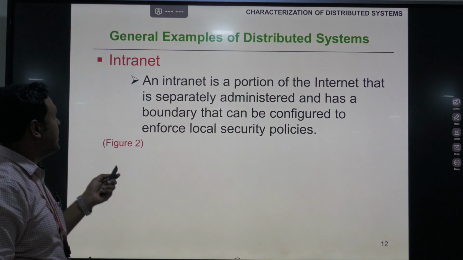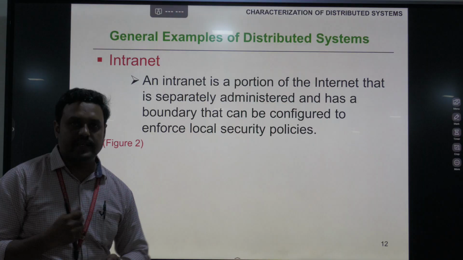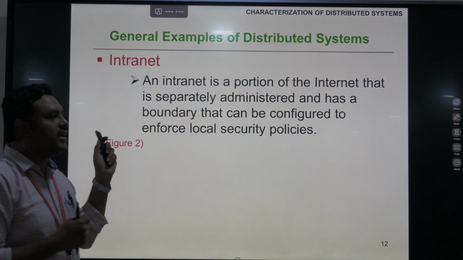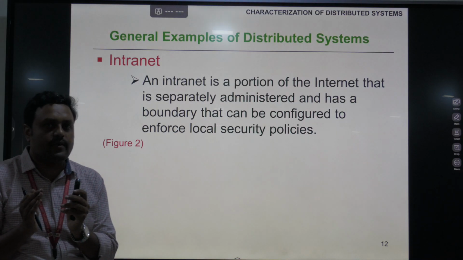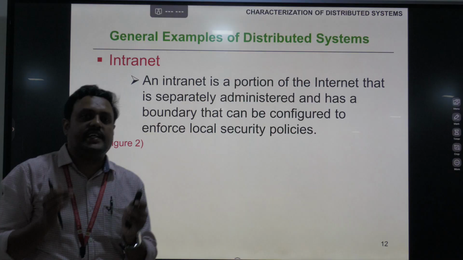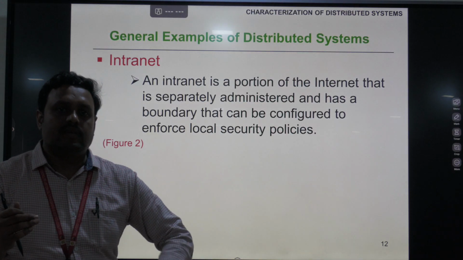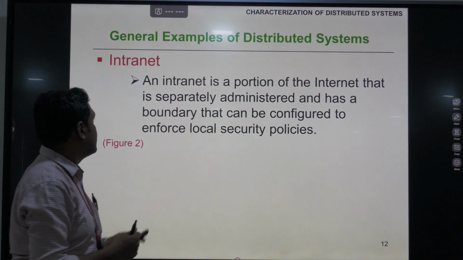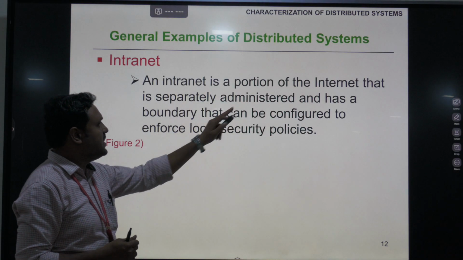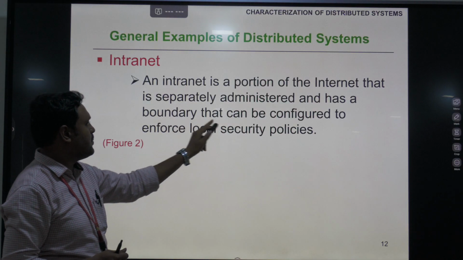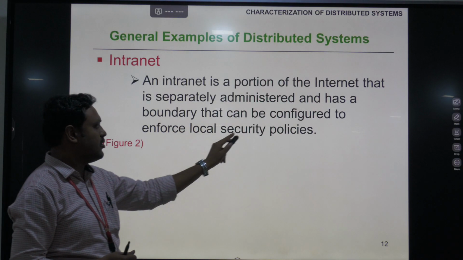And next one, intranet. So what is the difference in the intranet? An intranet is simply a portion of the internet that can be configured and controlled by the local servers. That is what is called an intranet. An intranet is a portion of the internet that is separately administered and has a boundary that can be configured to enforce local security policies.